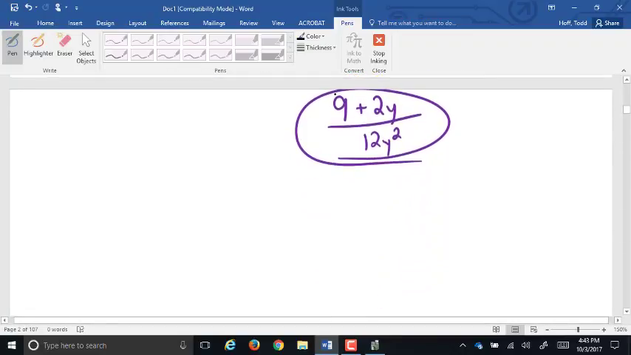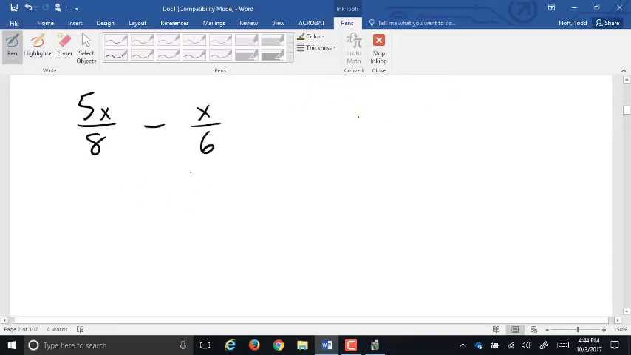Okay, we will see plenty of practice over the next couple of classes, so hang in with it. So now the next step is, what if we have 5x over 8 minus x over 6? So we're going to do a similar thing. 5x over 8, x over 6.